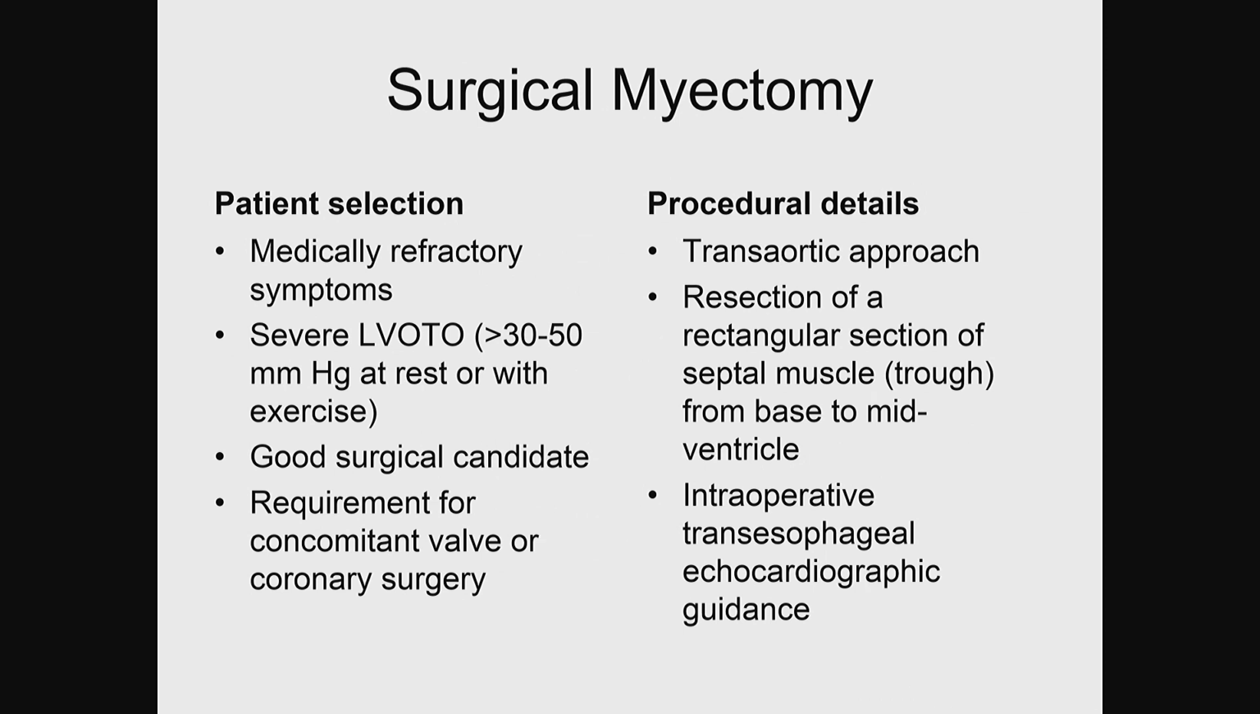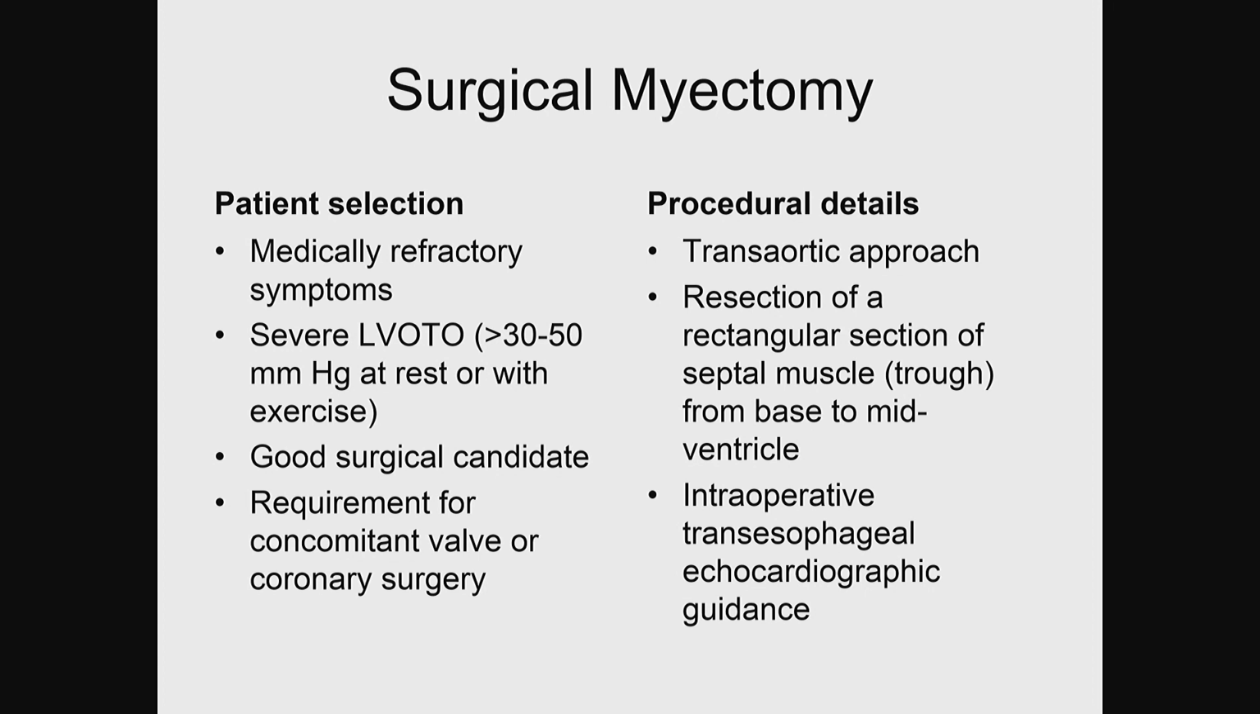As mentioned earlier, surgical myectomy is an acceptable and effective therapy for patients with medically refractory symptoms related to hypertrophic obstructive cardiomyopathy. Patient selection beyond medically refractory symptoms should include the presence of severe left ventricular outflow tract obstruction, generally considered greater than 50 millimeters mercury at rest or with exercise. Patients should otherwise be good operative candidates without severe comorbid illness. And if a patient also happens to require a concomitant cardiac operation, such as a valve procedure or coronary surgery, septal myectomy is a particularly good choice.